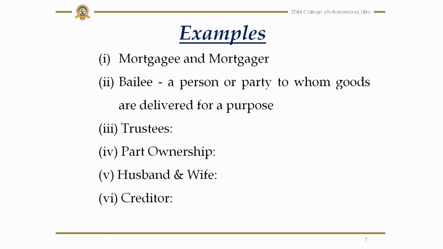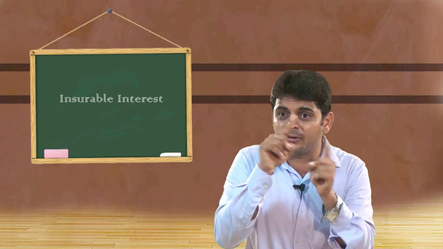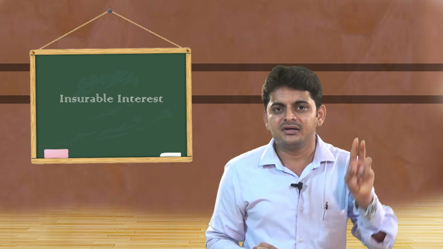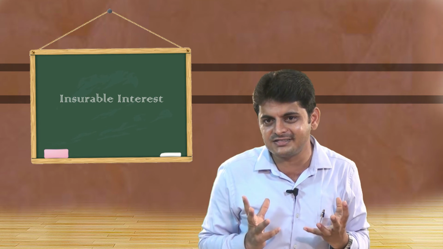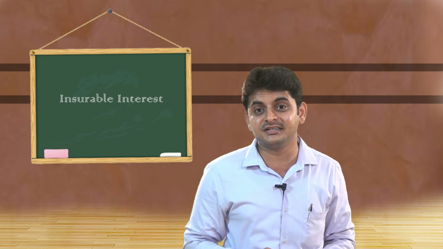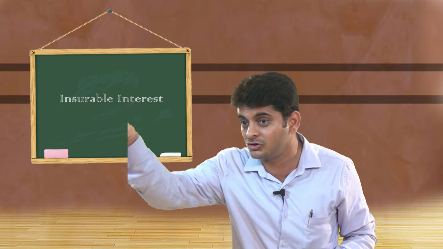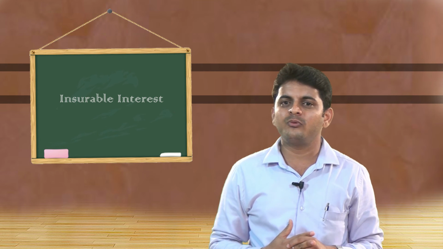Partnership: X and Y are both partners and both have insurable interest in each other's life, right? If something happens to X, Y will suffer loss. If something happens to Y, X will suffer, right? Husband and wife, there is unlimited insurable interest. We can't define it. Creditors, whoever lends money, definitely has insurable interest in the borrower. So that is an example.